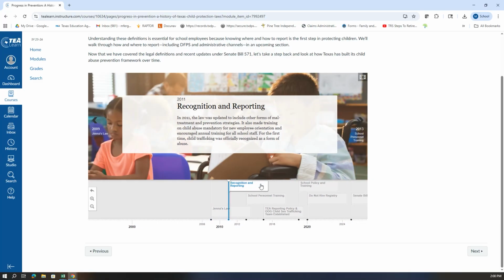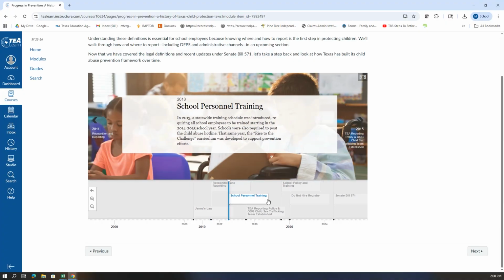2011 was focused on recognition and reporting. The law was updated to include other forms of maltreatment and prevention strategies. It also made training on child abuse mandatory for new employees' orientation and encouraged annual training for all school staff. For the first time, child trafficking was officially recognized as a form of abuse.